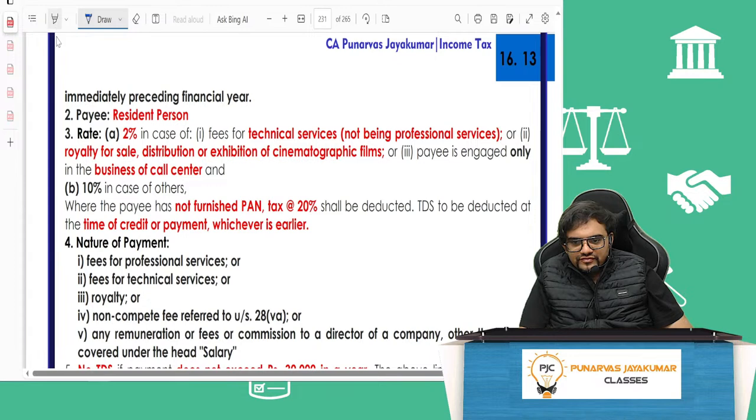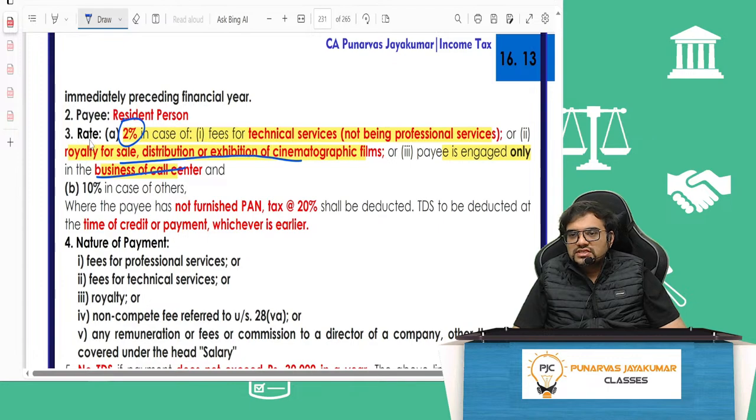2% in case of technical services, not being professional services. If it is royalty for sale, distribution or exhibition of cinematographic films, 2%. If it is engaged in the business of call center only, 2%. In any other case, 10%. So 2% only in three cases. Technical services, not being professional services. Second one, royalty for sale, distribution or exhibition of cinematographic films. And third one, business of call center. Then it is 2%. In all other cases, 10%.